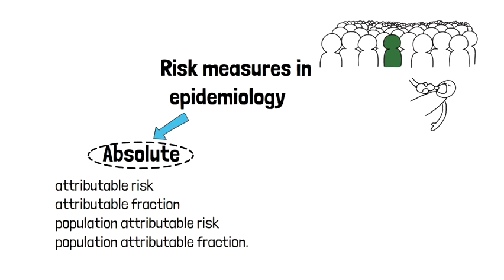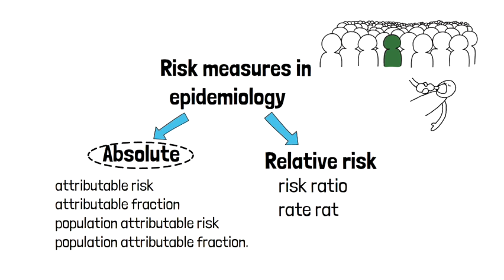The second measure is relative risk. Relative risk has a basis where one group is compared against another group. Usually, the exposed group is compared to the unexposed group. Relative risk examples are risk ratio, rate ratio, and odds ratio.